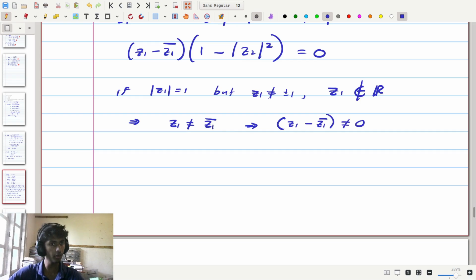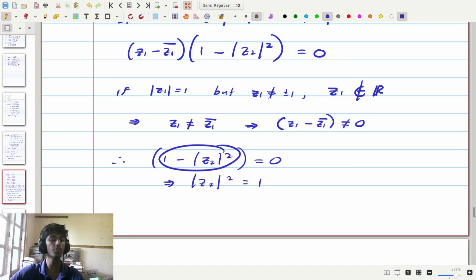Now if that term is not equal to 0 and we have that term times this term being equal to 0, it must mean that this term is equal to 0, and therefore we can say that term, which is 1 minus Z2 modulus squared, must be equal to 0, leading us to Z2 modulus squared being equal to 1, since the only way this is equal to 0 is if this is equal to this, and therefore Z2 modulus squared is equal to 1, meaning that Z2 modulus is equal to 1.